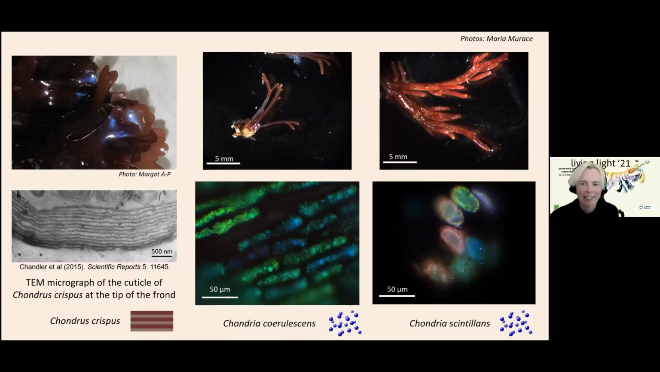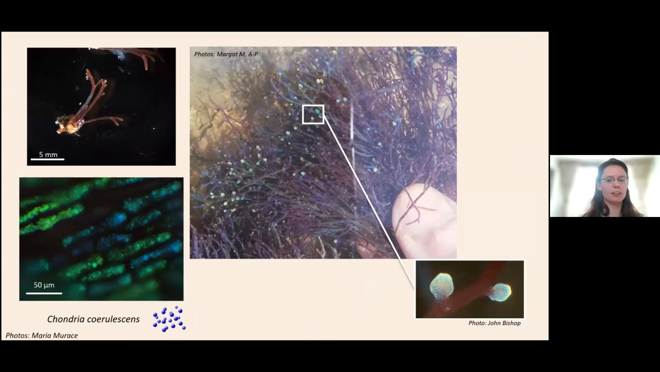It's 40 seconds now, thanks. And lastly, just something interesting: when Chondria caerulescens is reproducing, the reproductive structures seem to be much more iridescent than the rest of the thallus, even though the rest of the thallus is also iridescent.